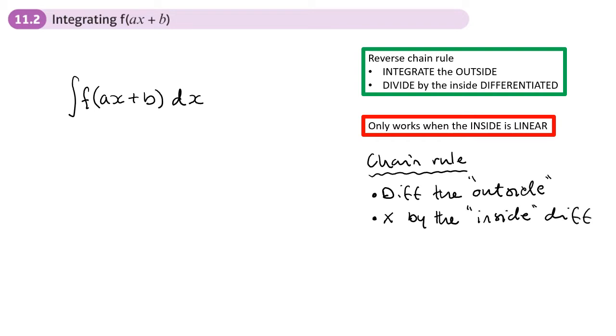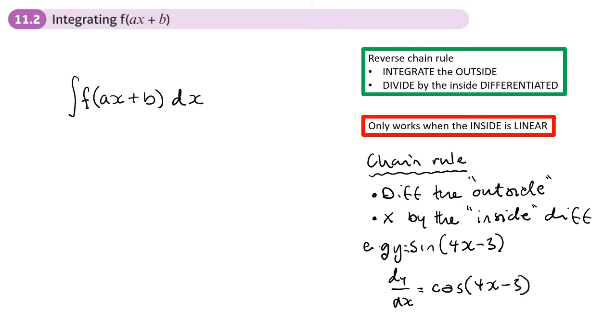Okay, so an example might be if I wanted to differentiate sine of 4x minus 3, that was y, then dy/dx, well, if I differentiate the outside, that becomes cos. The inside of the bracket doesn't change, and then I multiply by the inside differentiated, so times by 4, so you'd end up with 4 cos(4x minus 3).